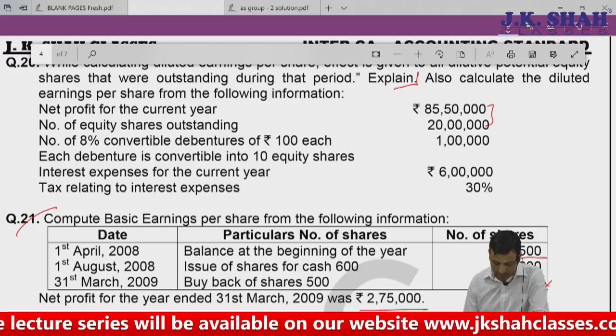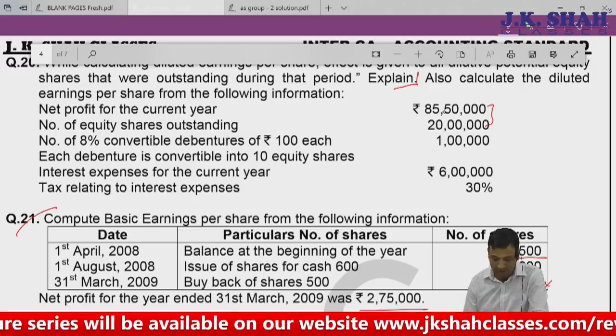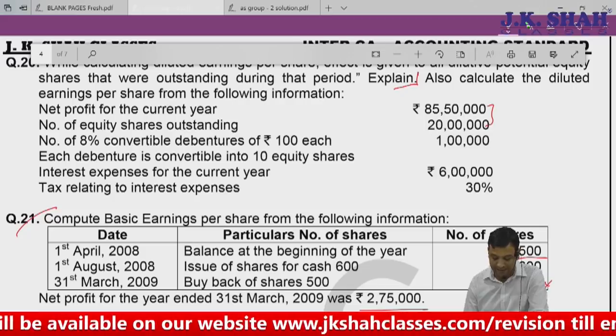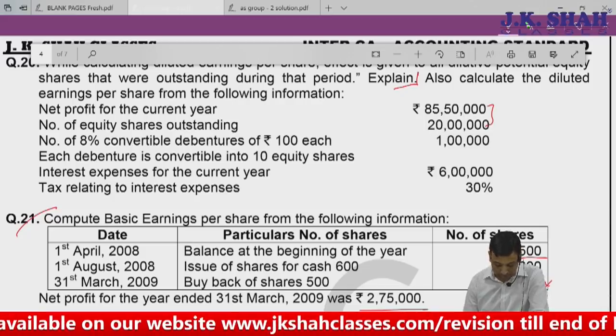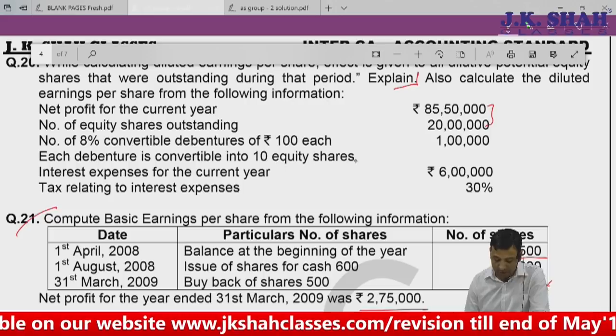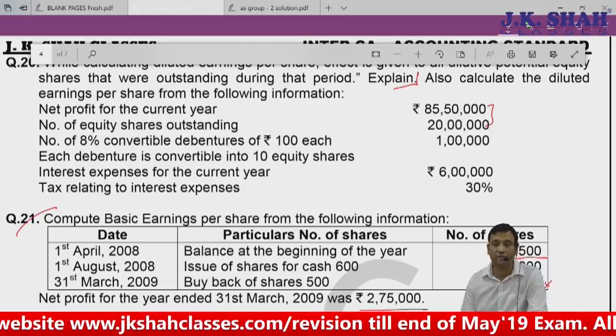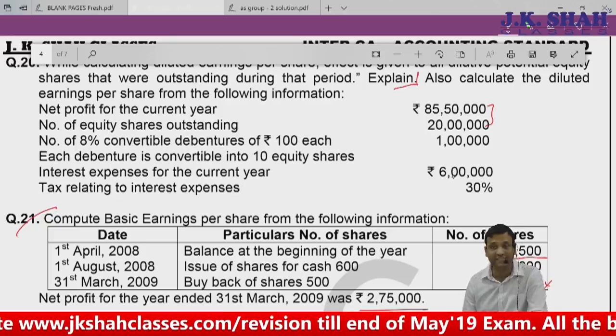Net profit for the current year? They have given 6 lakhs. Of course, this net profit is after tax. Net profit for the current year is 8550 divided by 20 lakhs. You will get EPS. Then each debenture is convertible into 10 equity shares. So the number of debentures is 1 lakh, the number of equity shares will be 10 lakhs, and the savings will be 6 lakhs.